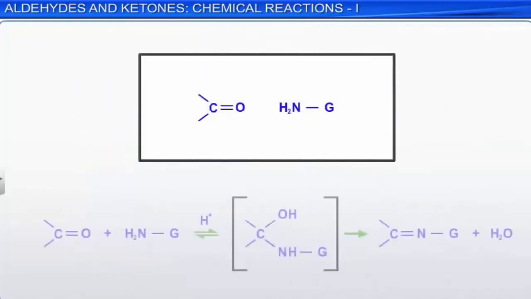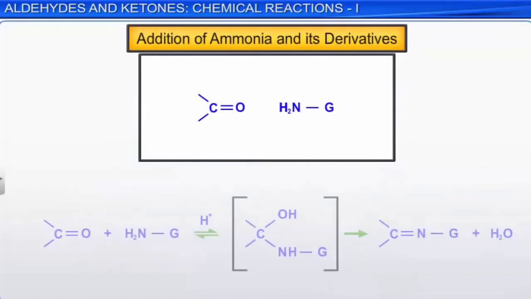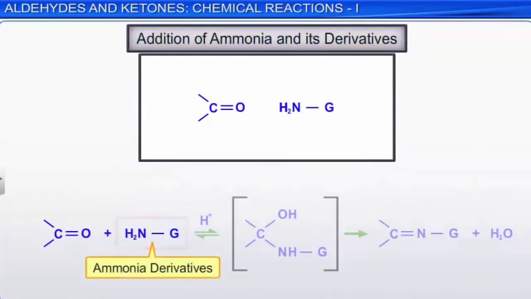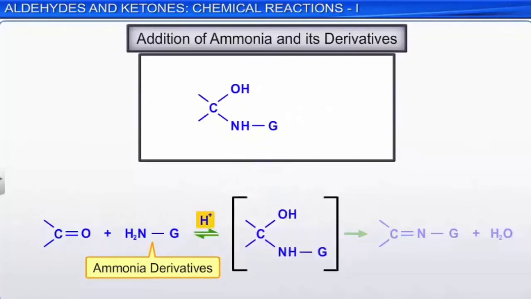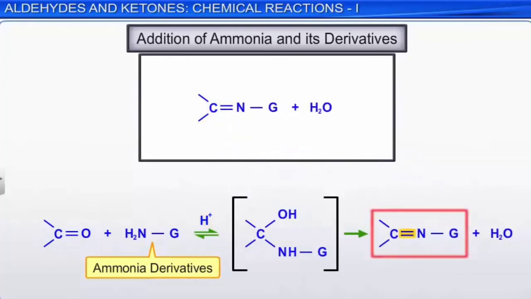Let's now look at the addition of ammonia and its derivatives. When nucleophiles, such as ammonia and its derivatives, NH2G, are added to the carbonyl group in the presence of acid, they form compounds with carbon to nitrogen double bonds, known as imines.